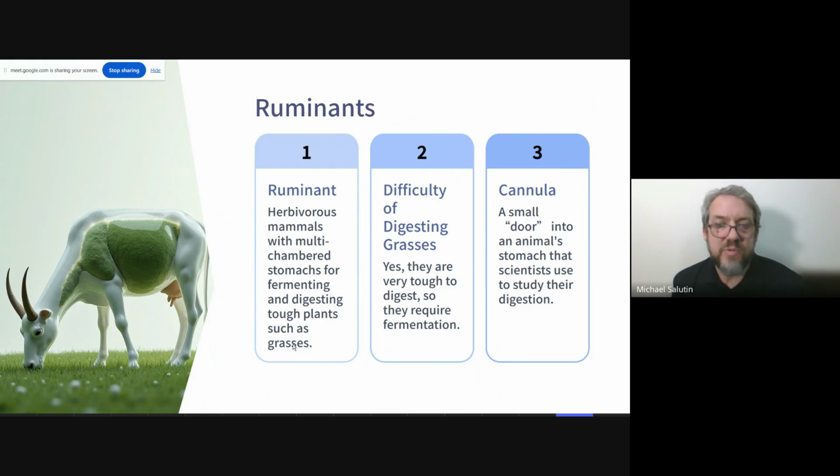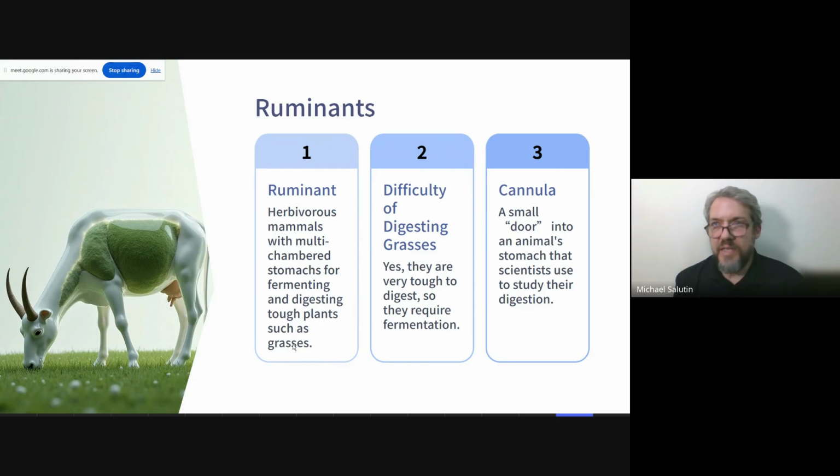In the video, we also saw that to study these ruminants, such as cows, and in order to study the microbes inside them and the digestive process, scientists will put a device called a cannula, which is a small door into the animal's stomach. And they generally put this into the rumen. So they use this to study their digestion. And you saw this in the video where he has the kind of door in the side of the cow's digestive system. And we had a little bit of a chat about whether this actually hurts the cow or not. That's a very good question.